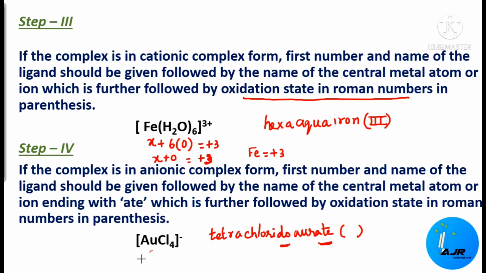How to find out the oxidation number? We do not know the oxidation number of AU. AU plus 4 into, the number of ligands is 4. What is the charge of Cl? It is -1. What is the charge on the complex ion or the coordination entity? It is -1. So how will you write? X minus 4 is equal to -1. So X is equal to plus 3. So here the oxidation number of AU is plus 3. So how will you write? 1, 2, 3. This is how you should write.